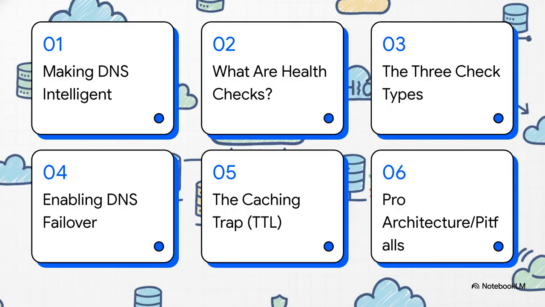Okay, so here's our game plan. We're going to start by making our DNS intelligent. Then we'll break down exactly what health checks are and look at the 3 different types you can use. From there, we'll see how they enable automatic failover. And then, this is a big one, we're going to talk about a caching trap that gets everybody. We'll wrap up with some pro-level architecture tips and pitfalls to avoid.